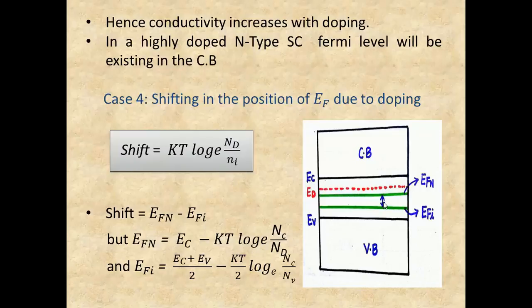Okay, so this blue arrow I have tried to show you is between E_F N and E_Fi. This width is your shift. This is the shift in the position of Fermi energy due to doping, or you can say the shift in the position with respect to the Fermi energy of the intrinsic semiconductor, or you can say the shift in the position of Fermi energy with respect to the energy gap. Any of the ways you can say that.